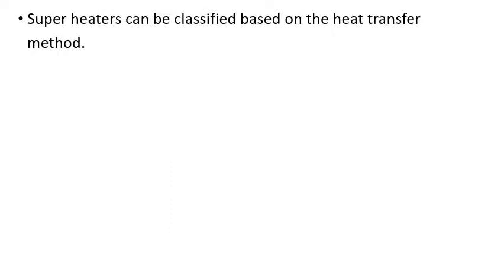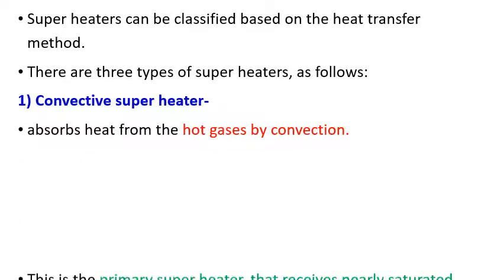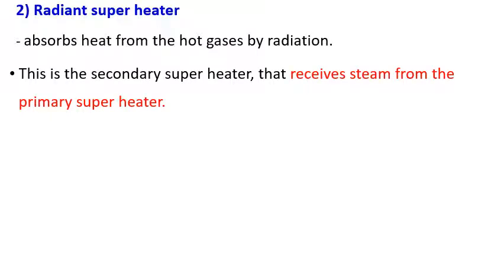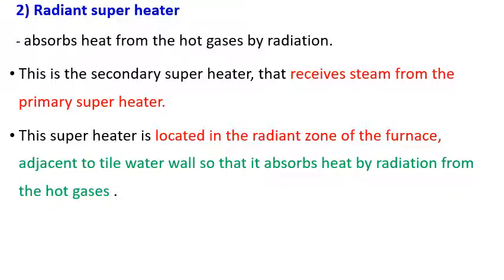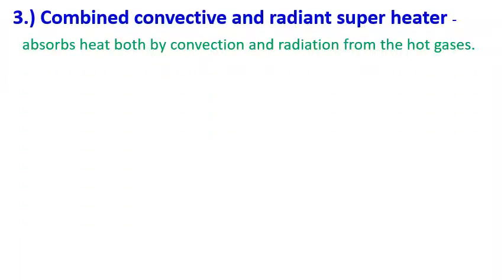The superheaters can be classified based on the heat transfer method. They are as follows: convective heat transfer superheaters, then radiant superheaters. In the radiant superheater, they absorb the heat by radiation, and these are generally located at a radiant zone of the furnace. Then there is the combined convective and radiant superheater, which absorbs both convection and radiation from the hot gases.